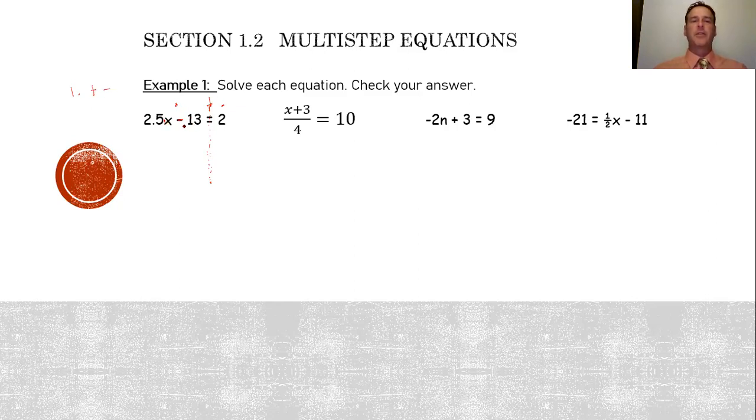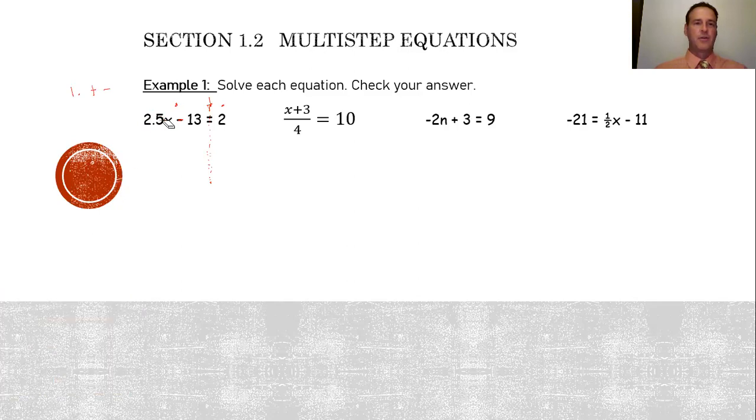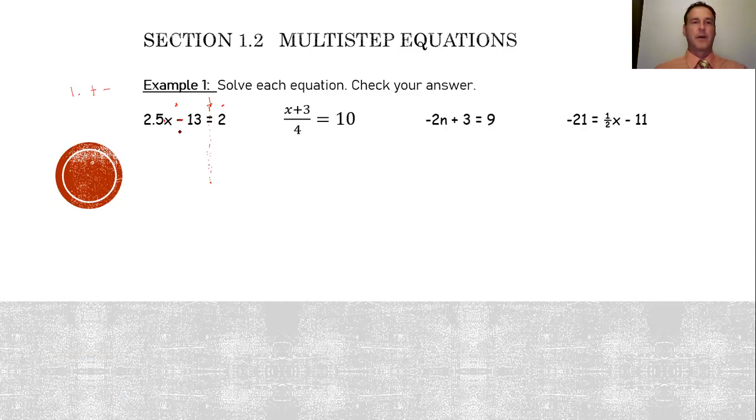Let's get rid of this subtract 13. I'm almost going to pretend like that 2.5 isn't there. Just for a second, don't do that to yours. And what would I do to solve this? Well, I would do the opposite operation of subtract 13, which is add 13. Now I'm going to put that back. So I'm going to add 13 and add 13.